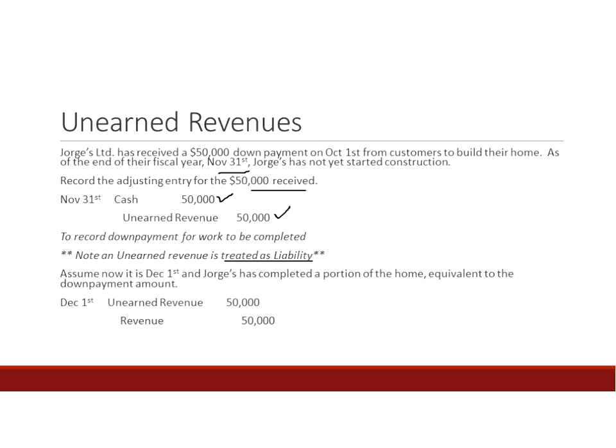So assume now that we're at December 31st and George has completed a portion of the home equivalent to the down payment amount. So we've earned that $50,000 now. So we're simply going to remove it from our liability. We no longer owe the customer $50,000 of work, and we'll recognize it as revenue.